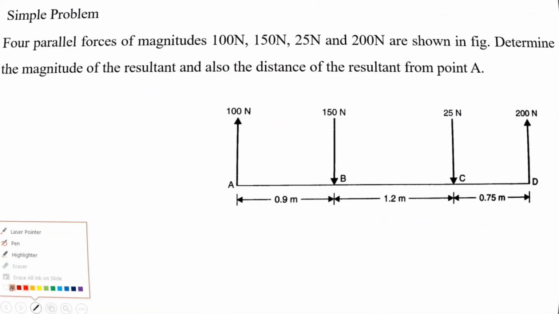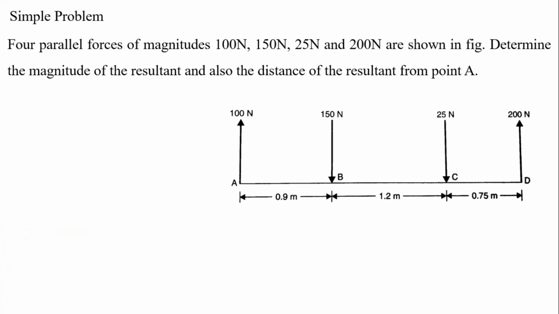We are going to discuss a simple problem. Four parallel forces of magnitude 100 Newton, 150 Newton, 25 Newton and 200 Newton are shown in the figure. Determine the magnitude of the resultant and also the distance of the resultant from point A. This problem is similar to what we discussed in our previous videos.